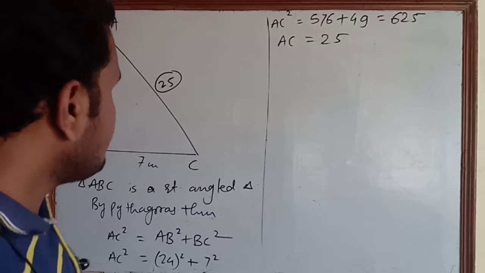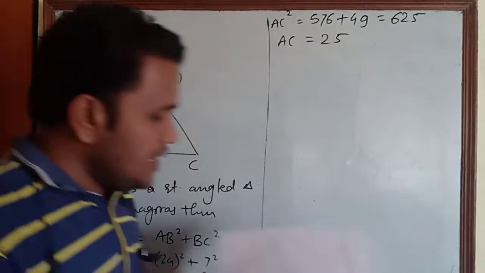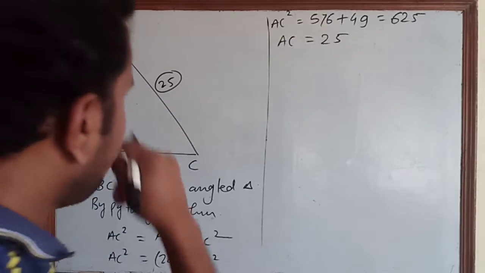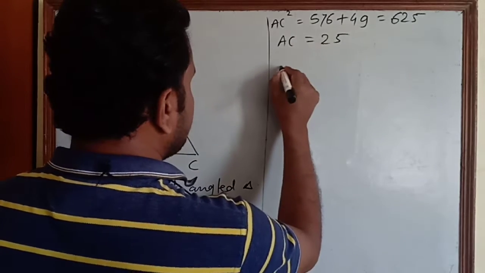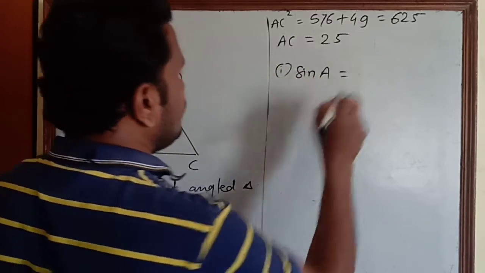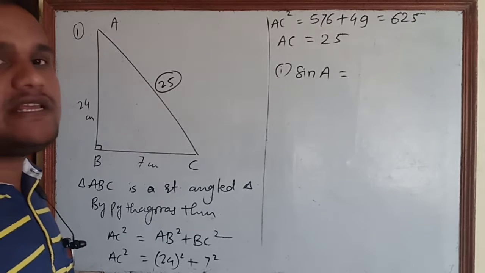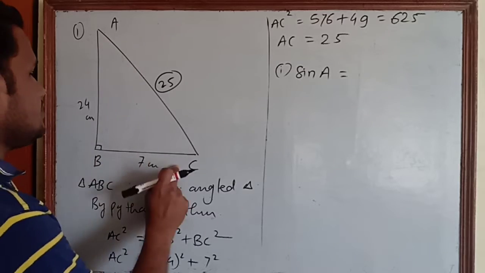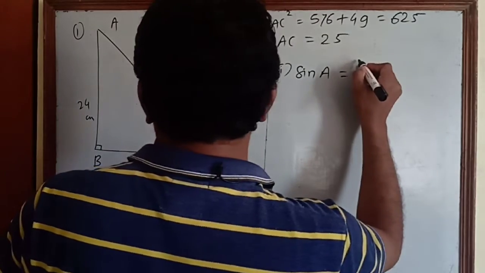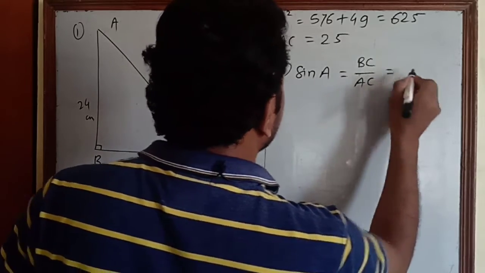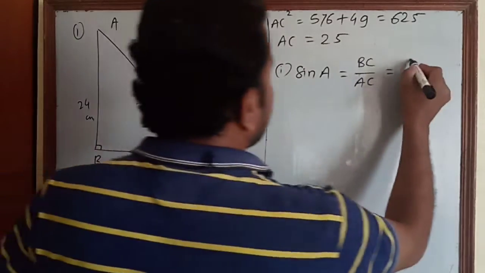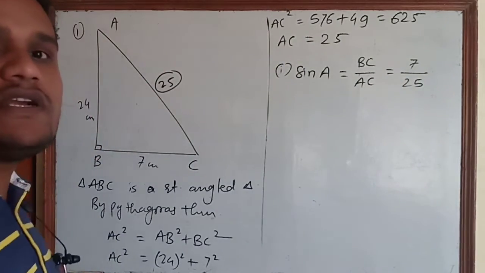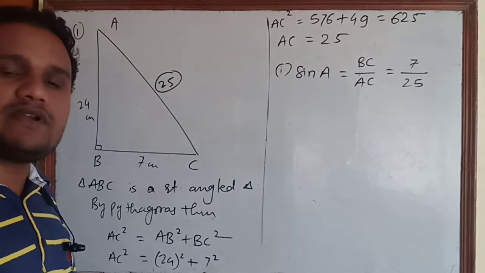Now, what we have to do is, we will go to the textbook. In the textbook, we have to find sin A and cos A. Now, in the first, what we have to do is sin A. Now, we know the definition of sin. Sin is opposite upon hypotenuse. So our angle A, its opposite is BC, hypotenuse is AC. So we will say BC upon AC. So opposite BC is 7 and hypotenuse AC is 25. In this way we got sin A 7 by 25.